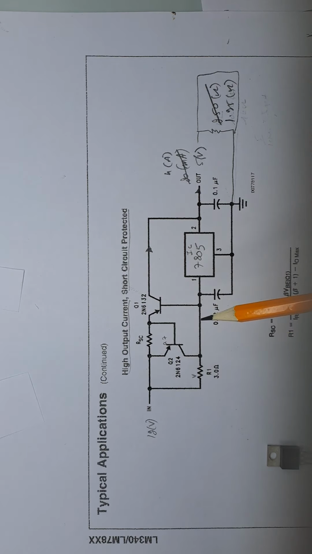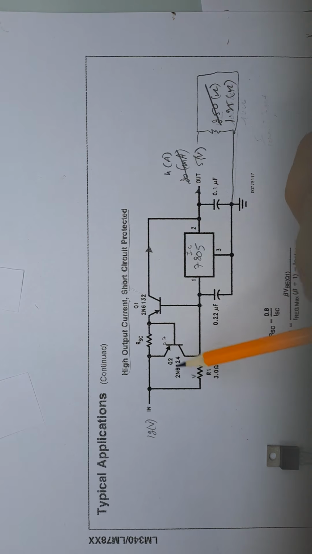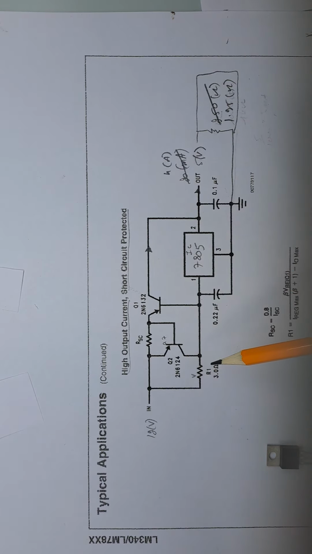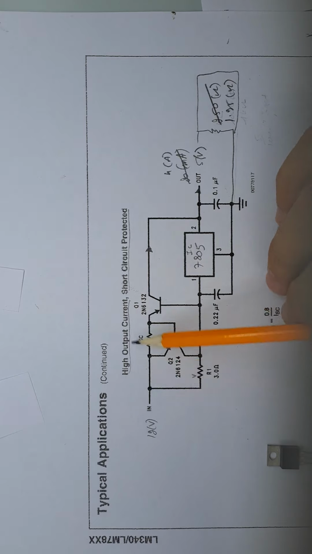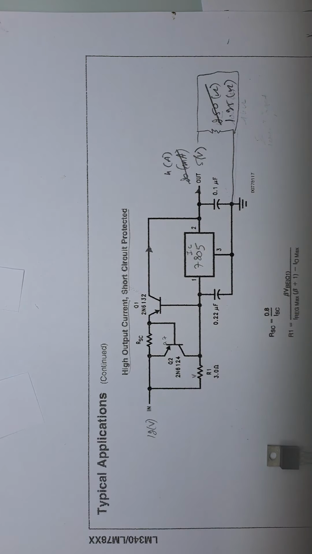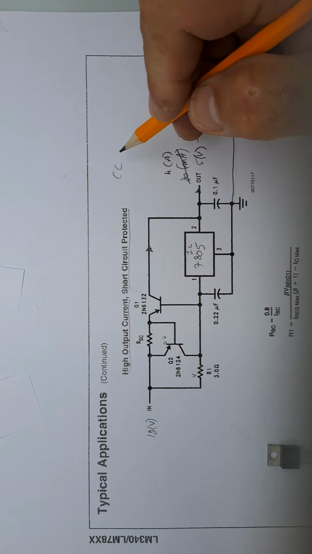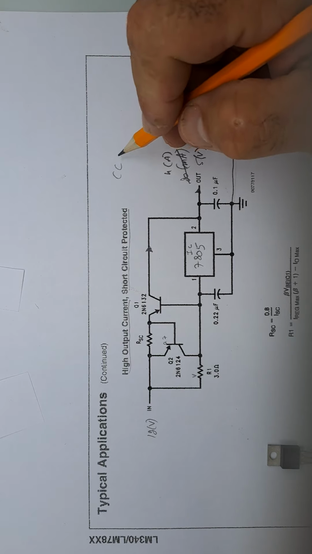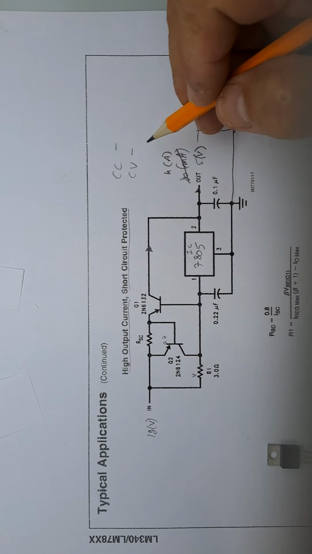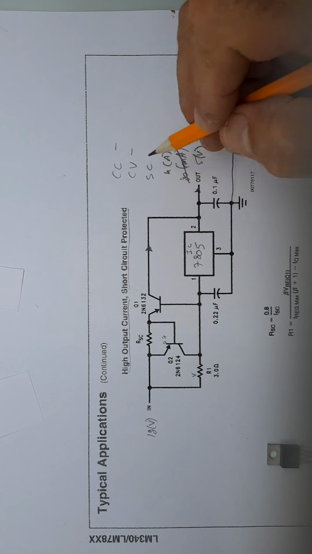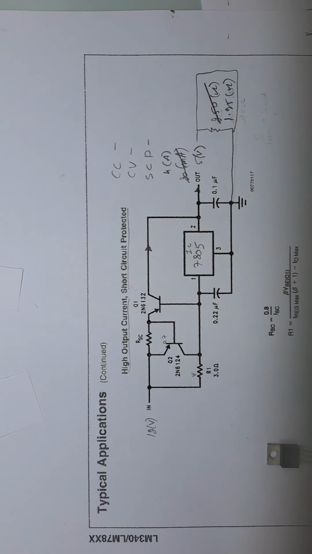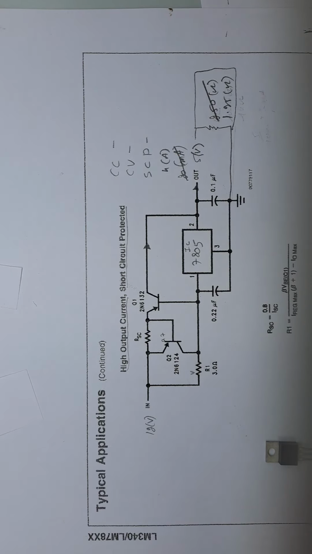The overcurrent will go on this transistor. So high output current, short circuit protection. What we have is CC, constant current, constant voltage, short circuit protection. Now let's talk about how we determine those values.